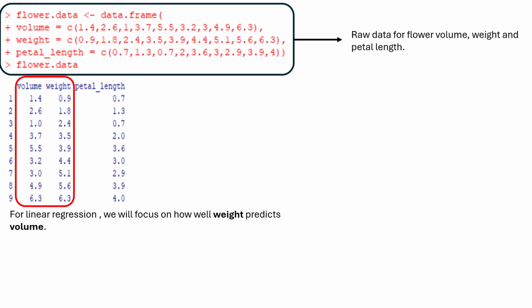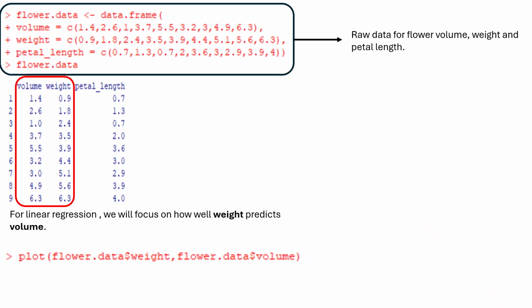Now, for the implementation of linear regression, we will be focusing on how well the weight predicts the volume. We would be having one dependent and one independent variable. Before doing that, we would also try and plot the graph between these two factors, that is, the volume of the flowers and the weight of the flowers.